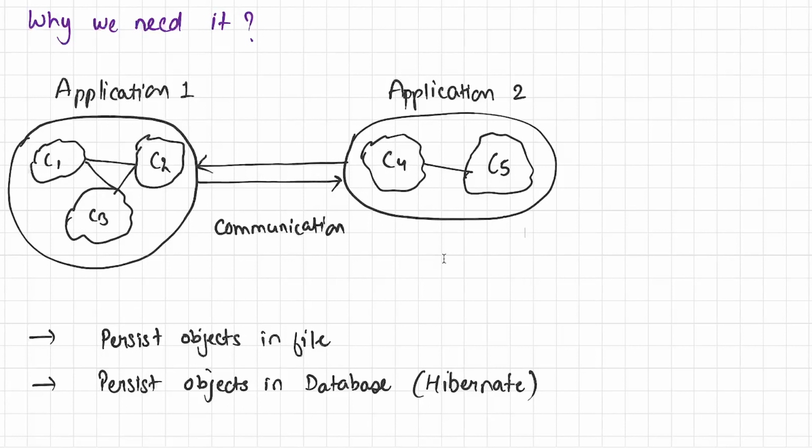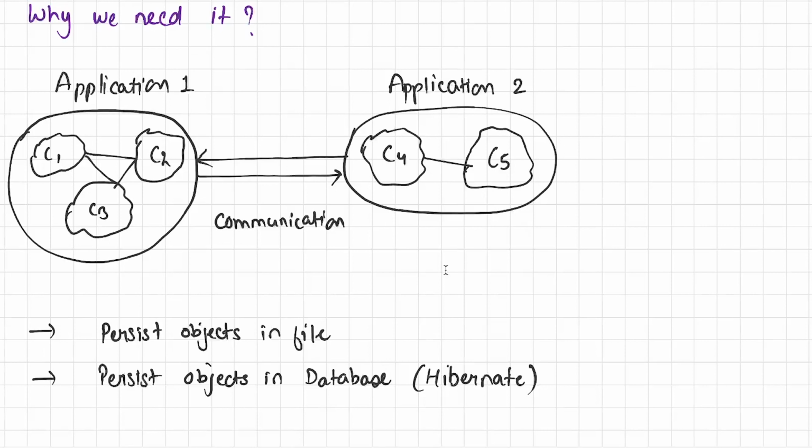Other examples are like, let's say we have to persist an object in a file, then we can use serialization and deserialization. If we want to persist objects in a database, we can use this concept. And for your information, if you know about Hibernate, it's a Java ORM framework, and this concept is used in Hibernate as well.